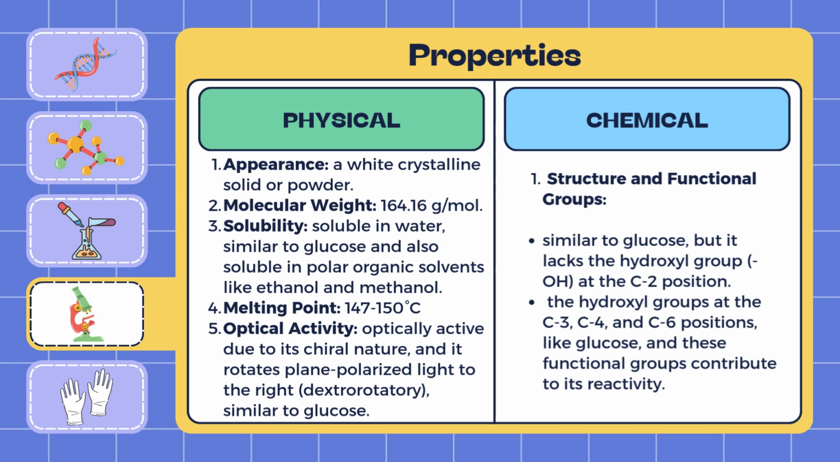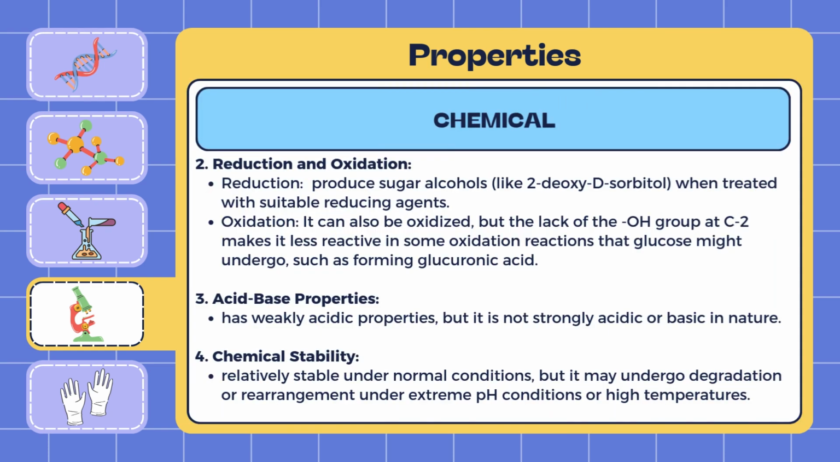For the chemical properties of 2-deoxy-D-glucose, the structure and functional groups are similar to glucose because of the hydroxyl groups at the carbon 3, carbon 4, and carbon 6 positions, and these functional groups contribute to its reactivity. However, it lacks the hydroxyl group at the carbon 2 position. It can be reduced to produce sugar alcohol when treated with reducing agents. It can also be oxidized, but the lack of hydroxyl group at the carbon 2 makes it less reactive in some oxidation reactions that glucose might undergo, such as forming glucuronic acid.